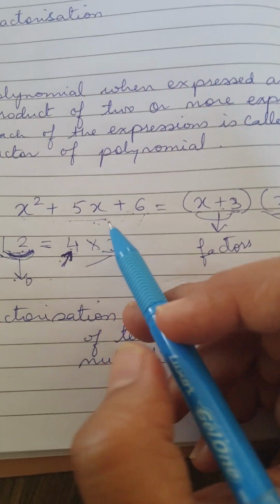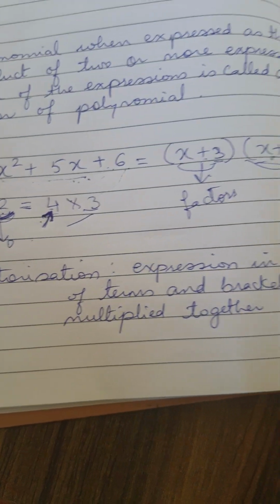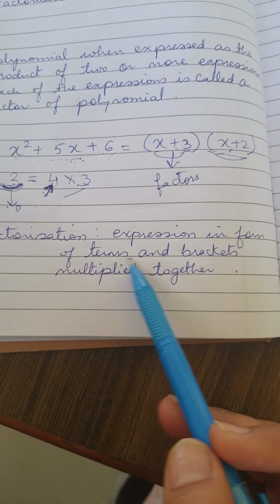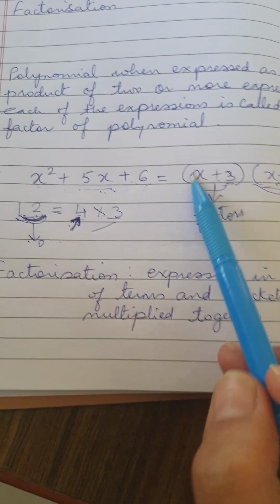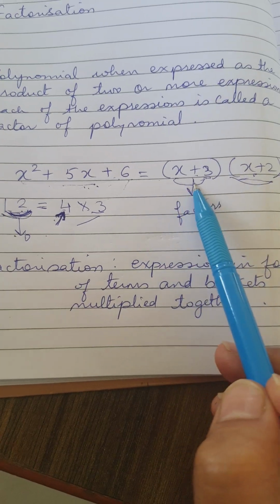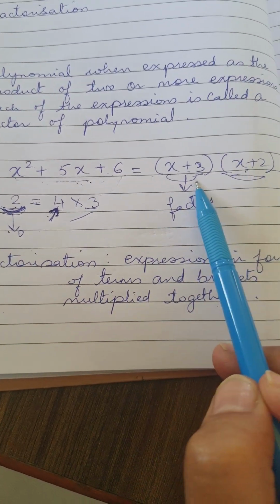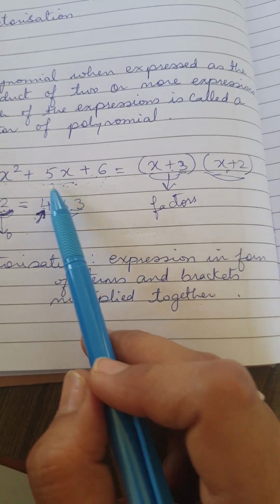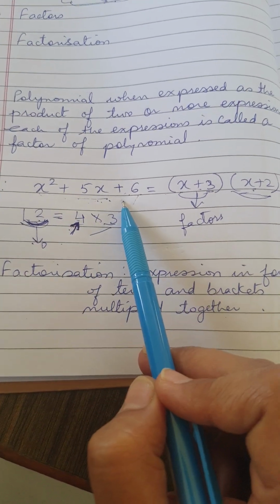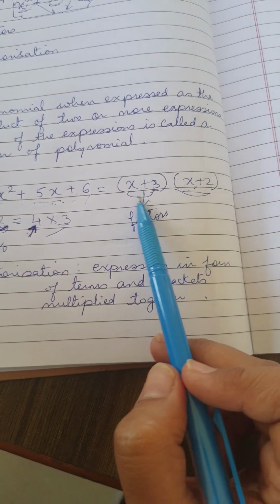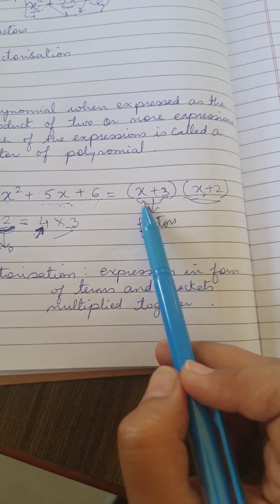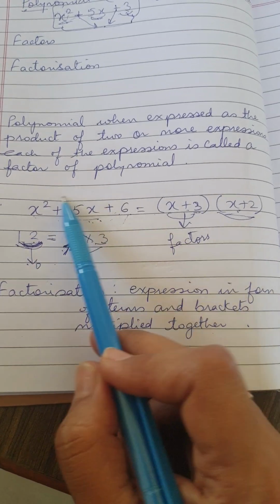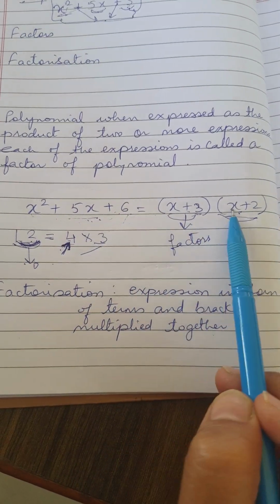Understood? Now comes the point, what is factorization? So factorization is the expression in the form of terms and brackets multiplied together. You can see two expressions here. These two are multiplied together to get this expression. So factorization is the process of writing an expression in the form of terms or brackets multiplied together. So this process of making factors of this expression is known as factorization.